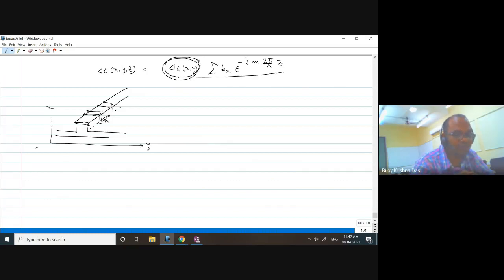The xy cross section, whatever modification is there, can be represented by this one in the waveguide cross section. But along the z direction, we have some kind of periodic perturbation, and this periodic perturbation can be decomposed into spatial harmonics. Any periodic perturbation along the longitudinal direction, we represent like this.